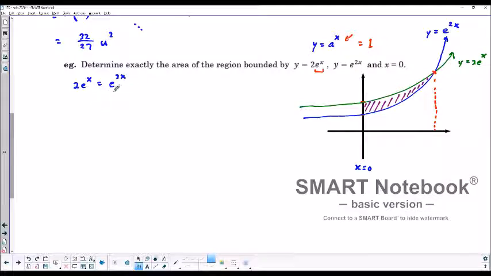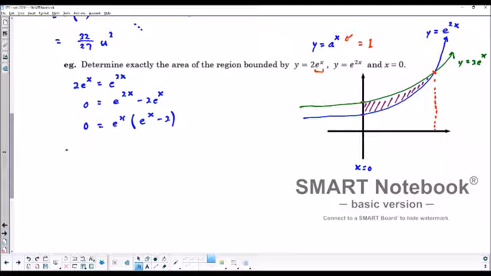And so what I'll do, I'm going to subtract 2e to the x from both sides. And then I'm going to factor out e to the x. So then I'm going to have e to the x minus 2 for the result here.